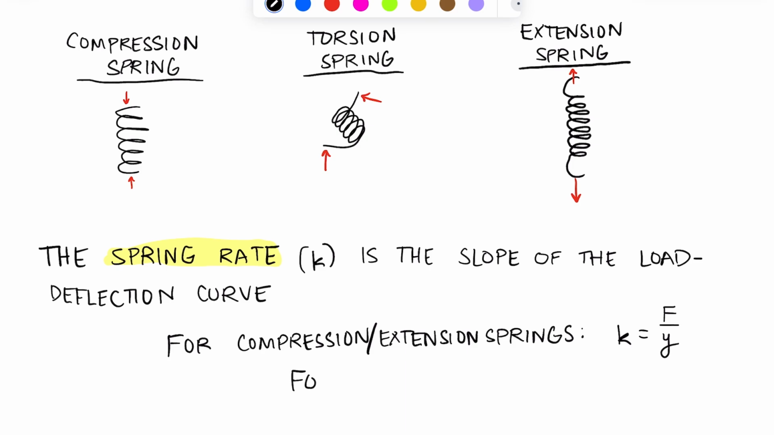Okay, but for torsion springs, we need to measure something different, right? Because for torsion springs, we're not just applying a force, we're applying a moment. And so the load deflection curve for a torsion spring is going to be that applied moment divided by the angular deflection theta.